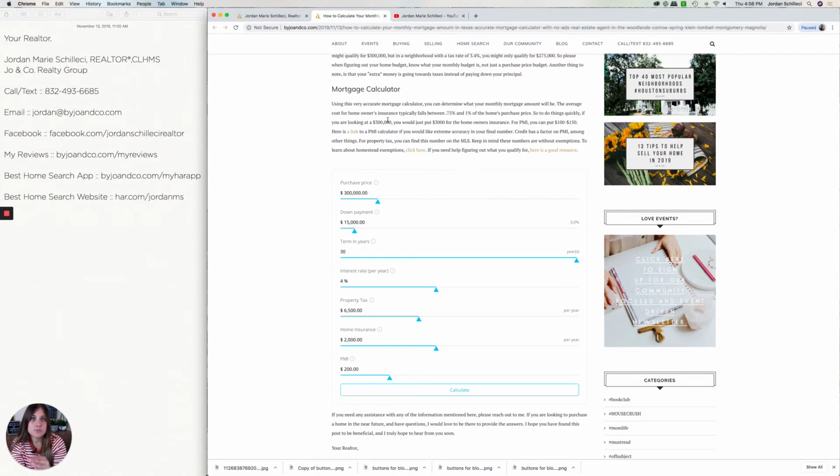For PMI, you can put between $100 and $150, and it depends on credit score and a lot of different factors. Now there's a link exactly right there to tell you what your PMI would be, and this is per month. For property tax, you can find it on the MLS. And keep in mind these numbers are without exemptions. And I included a link to learn about homestead exemption. And if you're trying to figure out what you qualify for, there's another link for that.